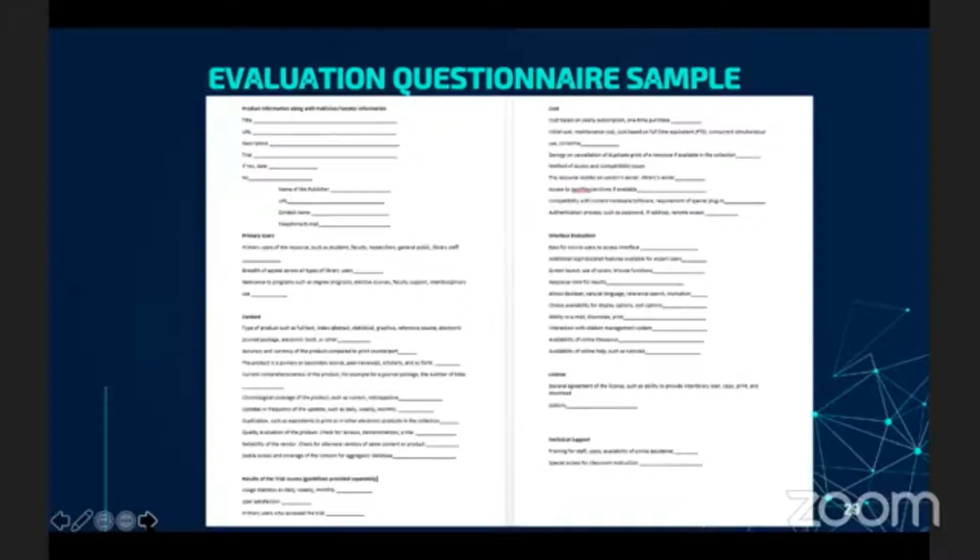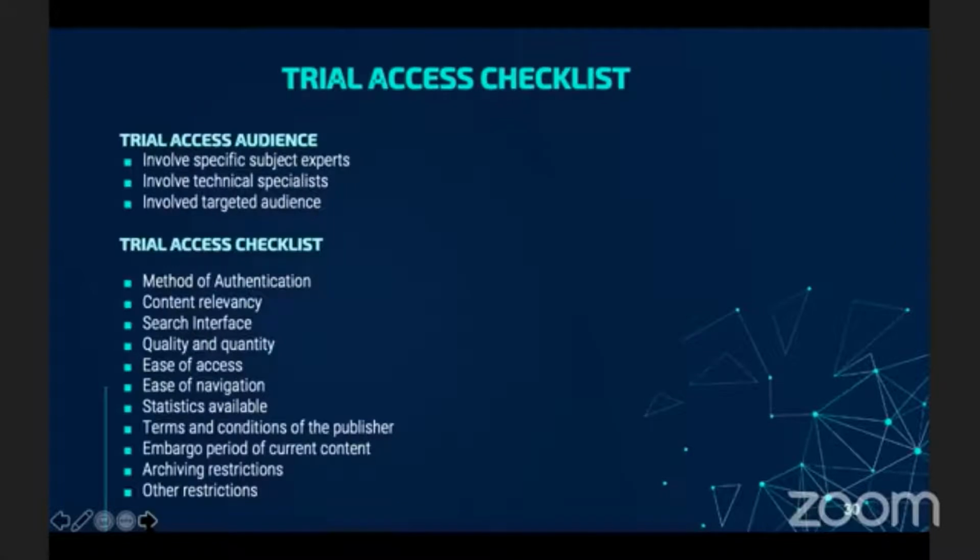I have provided you a sample questionnaire within the slide. It's a 2-page questionnaire based on the 8 sections which I mentioned in the previous section. So you can use this questionnaire for your evaluation purpose, and I hope this will be shared so you can use it to evaluate. Now, for a successful evaluation and implementation, there is a need to have a trial access, which should involve 3 specific users or audience: the subject heads, subject experts, technical specialists, and the targeted audience. And please use this checklist for the trial access evaluation.